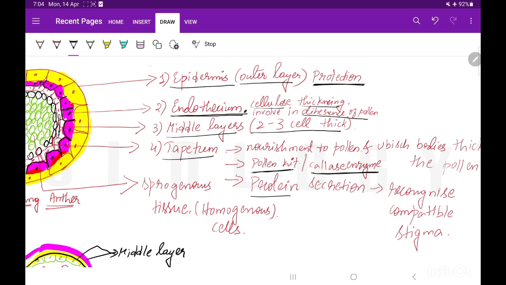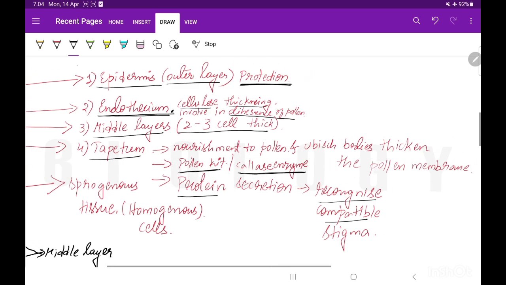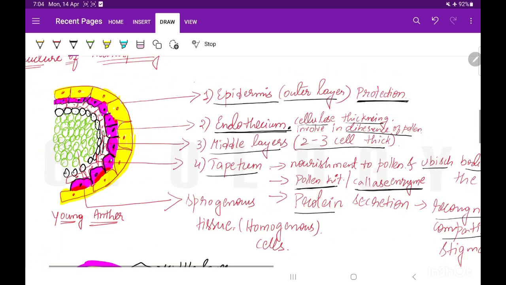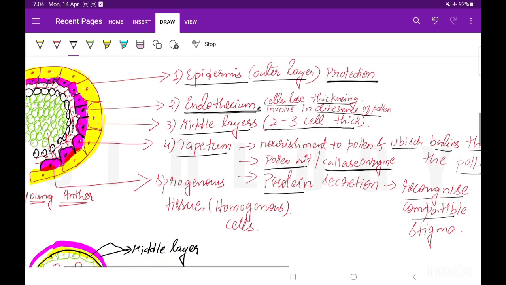It also secretes proteins which recognize the compatible stigma in pollination. It also has Ubisch bodies which thicken the pollen membrane. A very vast function of tapetal cells is seen. As per syllabus, as per NCERT, it is only given as nourishment of pollen grains. The pollenkitt and the rest is for knowledge.